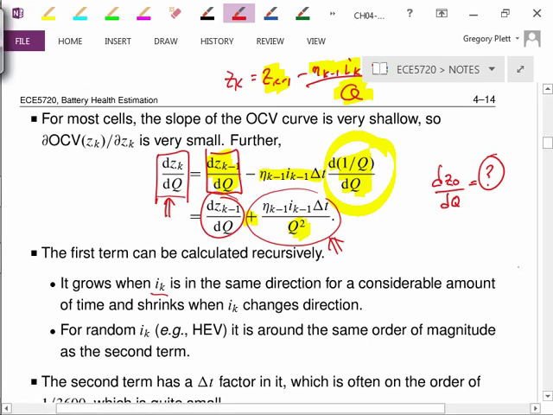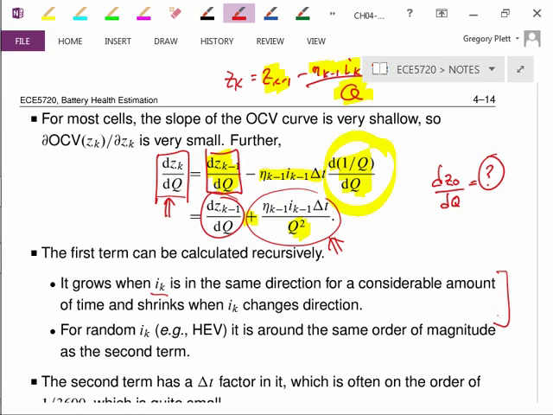So that tells us that if we want a high sensitivity of our voltage to capacity, I need to be charging for a long period of time or discharging for a long period of time. And this is motivation for, very often we do capacity updates when the vehicle is plugged in, because I'm going to be charging the battery pack for a long period of time.